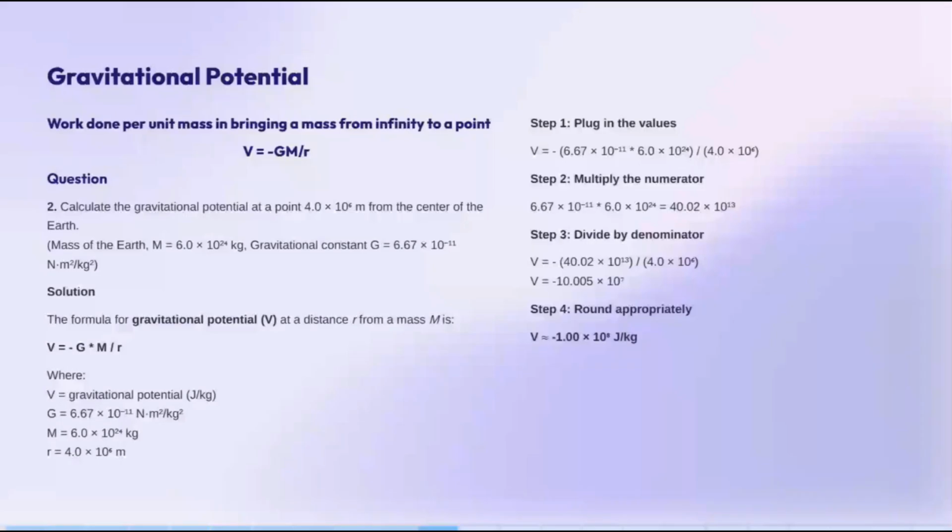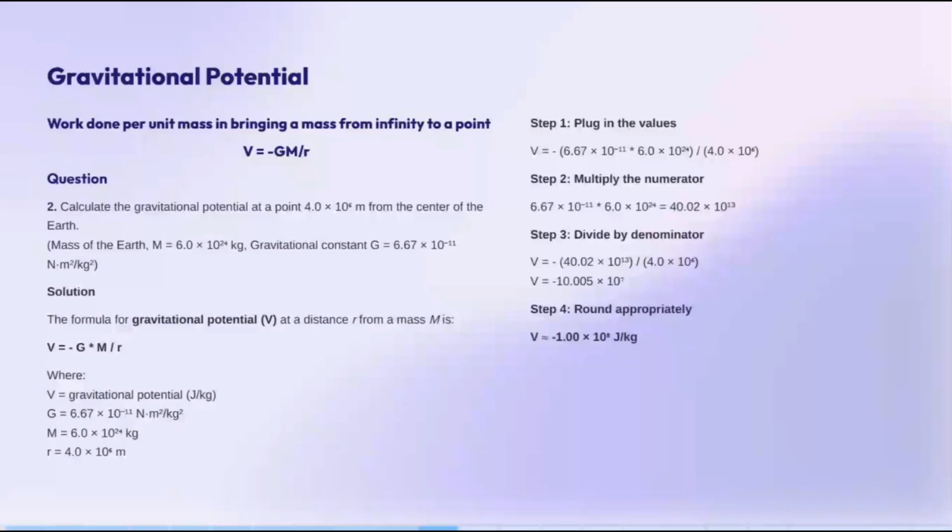Yes, the mass of the Earth is 6 times 10 to the power of 24 kilograms. Now we use the formula to calculate the gravitational potential. The formula is V, representing gravitational potential, equals minus G, the gravitational constant, times M, the mass of the Earth, all over R. V is equal to minus GM all over R.